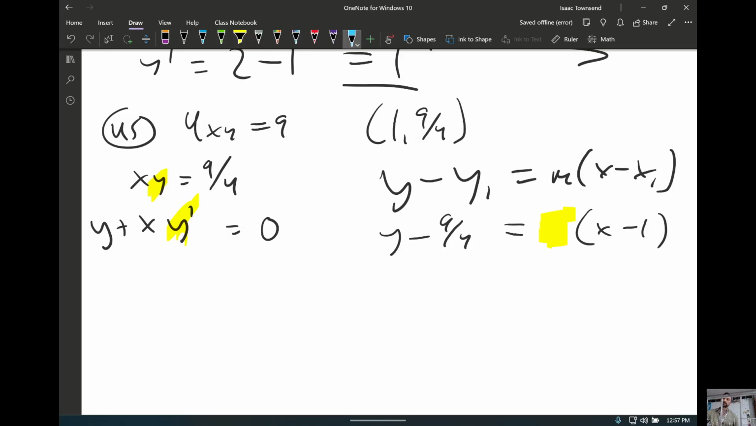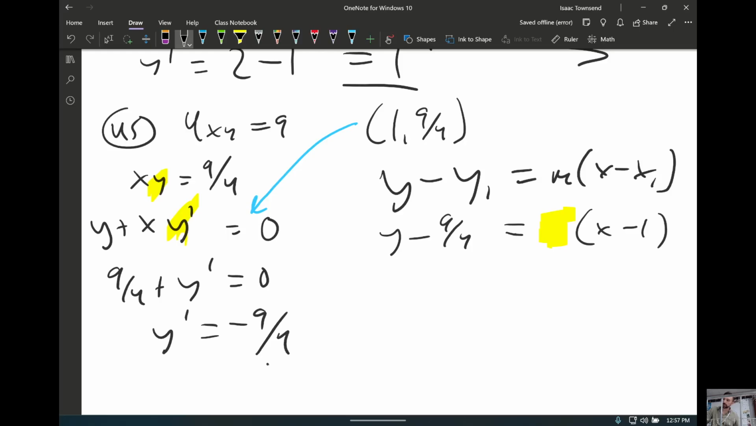And I mean, this is easy enough to solve for y prime if you want to, but you don't need to in this question. You really just need to plug this in and solve for this. Everywhere there's a y, I would put 9/4. Everywhere there's an x, I would plug in a 1. So the slope at that point is negative 9/4, and I'm getting that from the derivative.